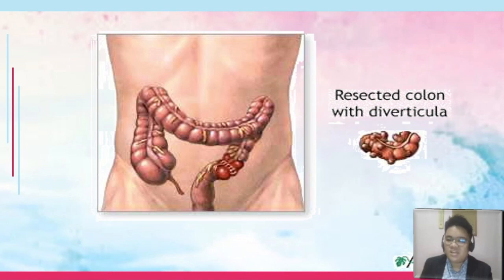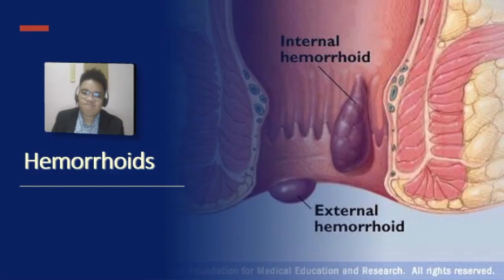Then, this is an example of a resected colon with diverticula. So when I say resected colon, as you can see, this part here will be removed, where the diverticula is, and then they're anastomosed. That's it for diverticulitis and diverticulosis. Just take note that the difference between the two is inflammation or infection.